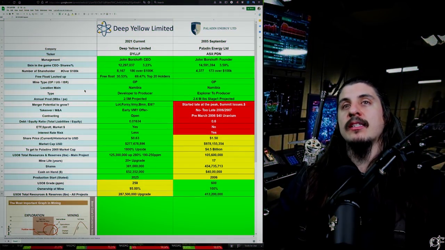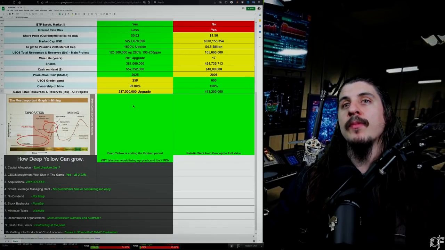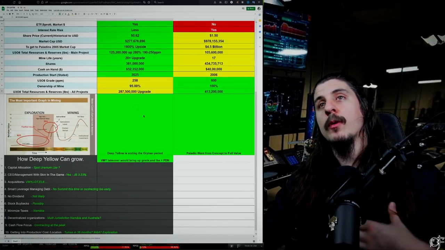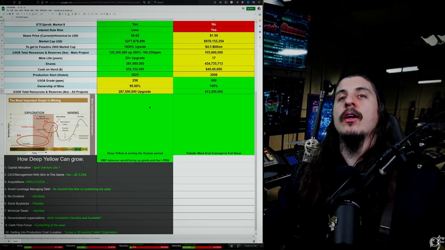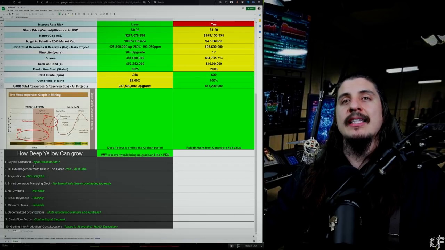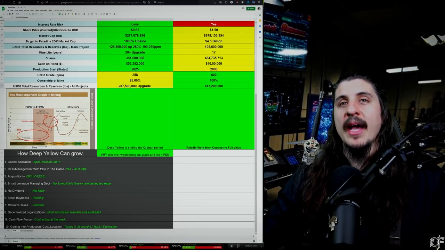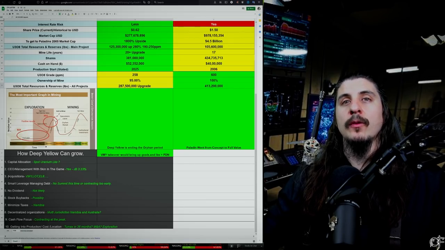When I'm looking at a stock, and this does not just mean uranium stocks, I'm going to do a big deep dive into the stock and into the sector. Uranium is really tough for the most part to figure out, but I've done that pretty much for everyone here. Now, if you look here, these are the things I look at to see if a company can grow. So capital allocation: how will they spend their money? CEO and management with skin in the game. These are things I look for.